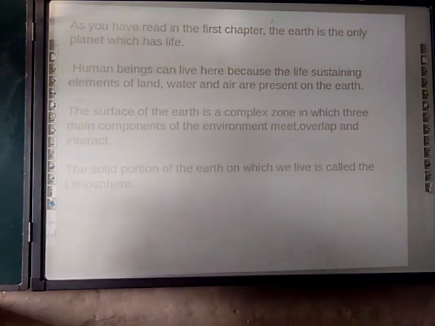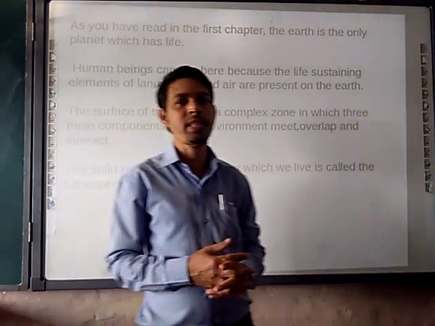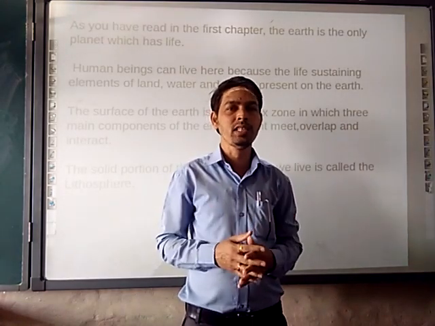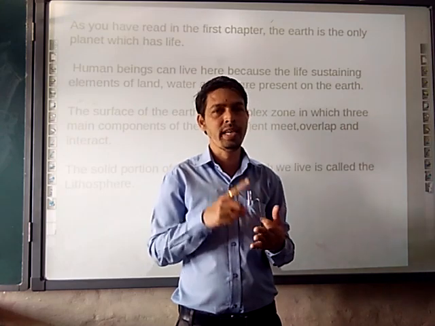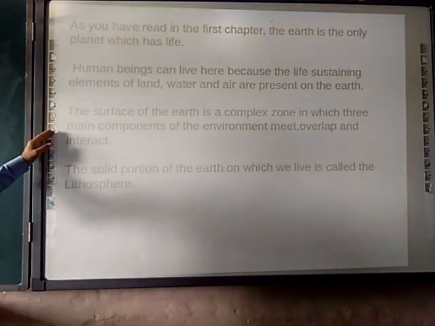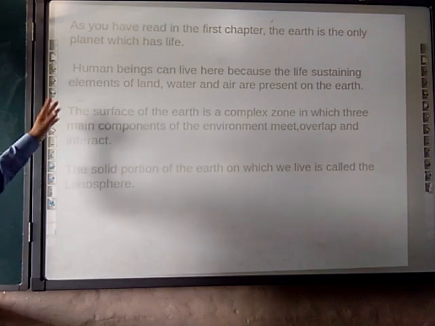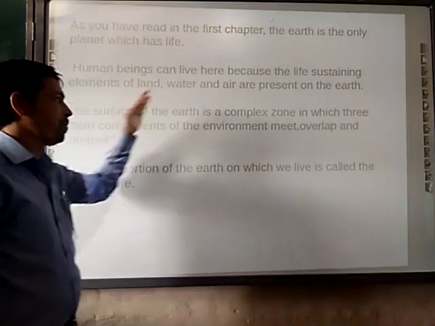As you have read in the first chapter, the earth is the only planet which has life. And the reason why the earth has life, you already know, is the availability of the life supporting system present on the earth. That is the land, water, and air. Okay? Next, human beings can live here because the life sustaining elements of land, water, and air are present on the earth. Just as stated now, land, water, and air are present.